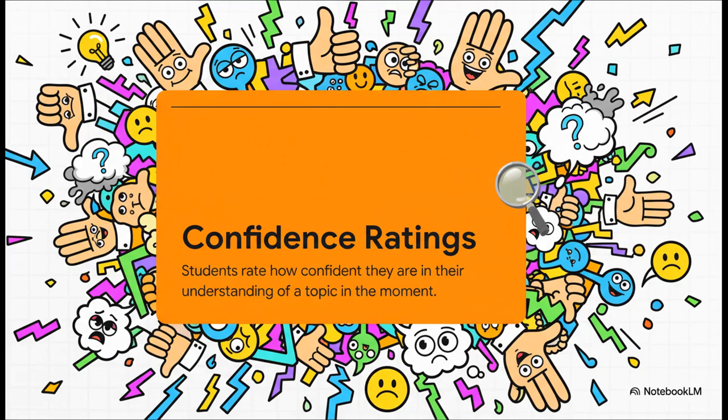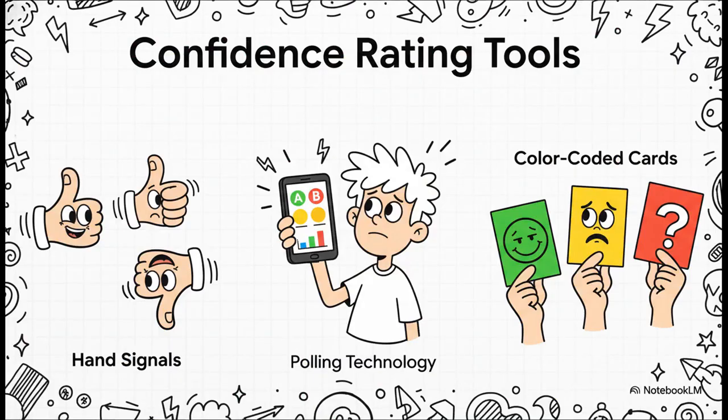First up, confidence ratings. This one is just beautifully simple. All you do is ask students to show you, not tell you, how well they think they understand a concept. It's just a quick, nonverbal gut check of the entire room. And it is so easy to pull off. You can use a simple thumbs up, thumbs down, or thumbs sideways for kinda. You could get a little techie with a polling app. Or, one of my favorites, just use colored cards. Green for, I totally get this, yellow for, I'm a little shaky, and red for, help. Instantly, you see exactly where your class stands.